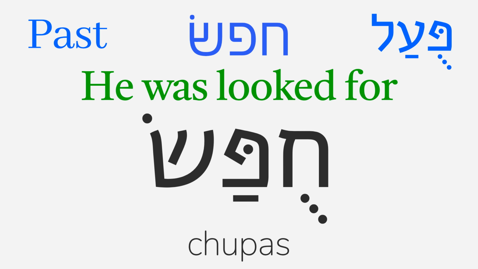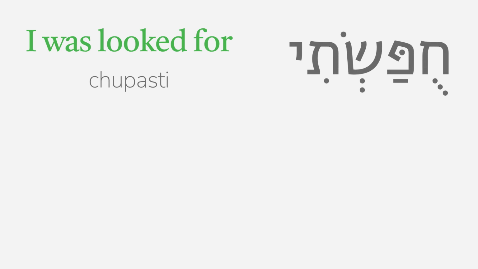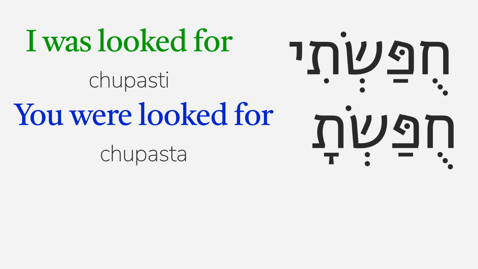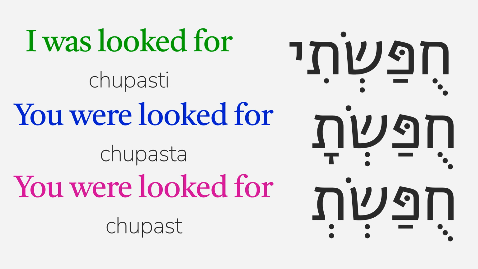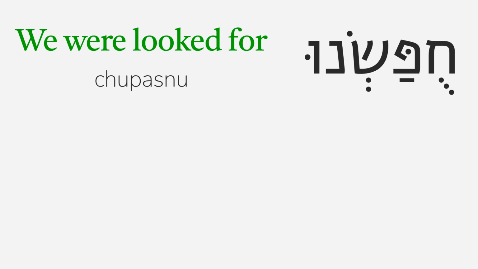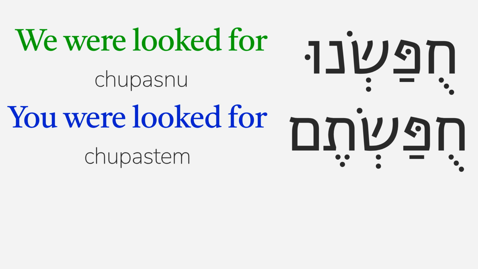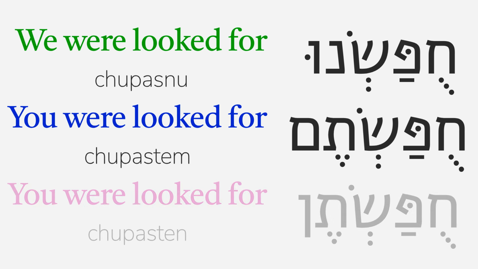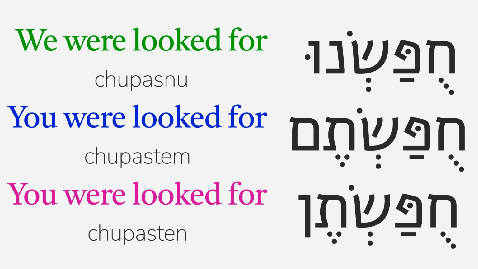The following forms of the past tense will add endings onto chupas without having any vowel changes. Chupasti, I was looked for. Chupasta, you were looked for, masculine singular. Chupast, you were looked for, feminine singular. Chupasnu, we were looked for. Chupastem, you were looked for, masculine plural. And chupasten, you were looked for, feminine plural.